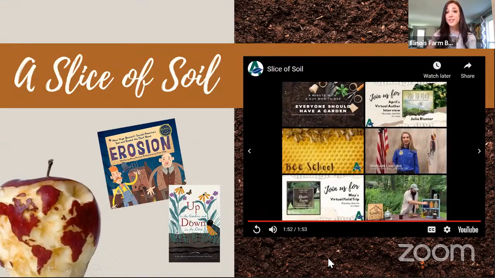Okay, so that is our slice of soil activity, and hopefully every time I watch that or hear about this, I learn something new or have a different idea. You could definitely use this for fractions, looking at all those different parts, talking about climate and weather patterns, looking at soil and erosion and all of that sort of stuff. So this activity can be used for a lot of different things.